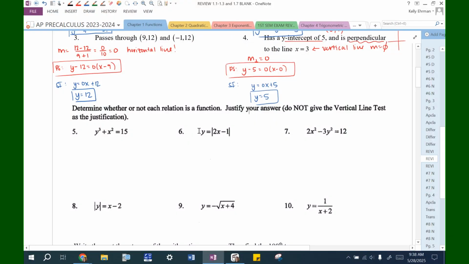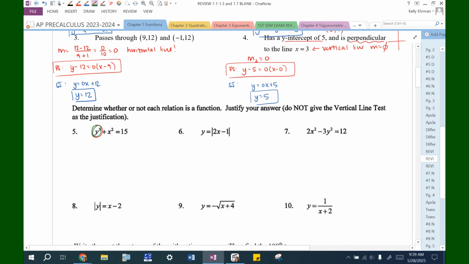Determine whether or not each relation is a function. Justify your answer. Do not give the vertical line test as the justification. This is going to be tedious, but if you keep writing your official justification, I would hope you would definitely get that point on the quiz and the AP test. So I'm going to write either "every input has exactly one output" or "some inputs have multiple outputs." Remember, it's a function if you have y to an odd power. It's not a function if you have y to an even power. So this is y to an odd power.